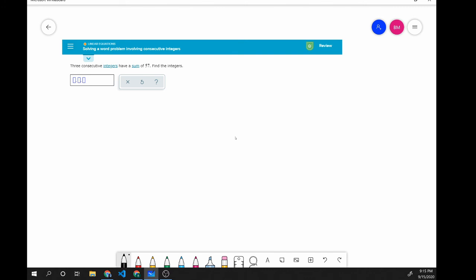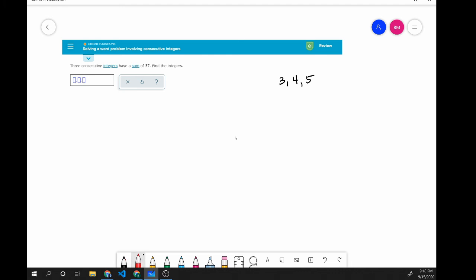Solving a word problem involving consecutive integers. This topic may seem complex, but once you know the patterns, it's actually not that bad. So we don't know these integers, but let's just suppose we take example integers. I'm going to say 3, 4, and 5. These are consecutive integers. Consecutive meaning one after another, and integer meaning just non-decimal numbers.